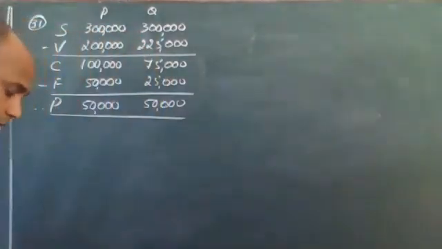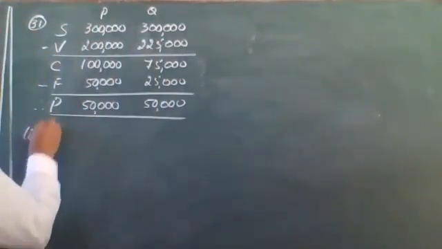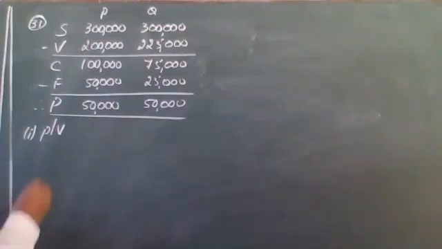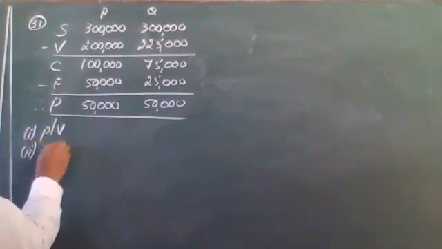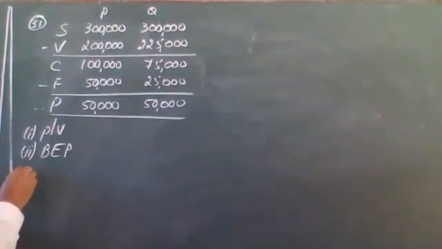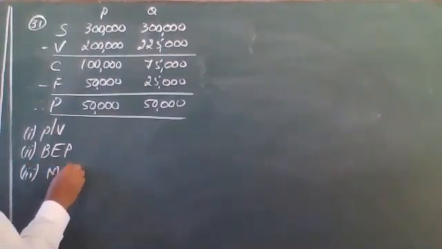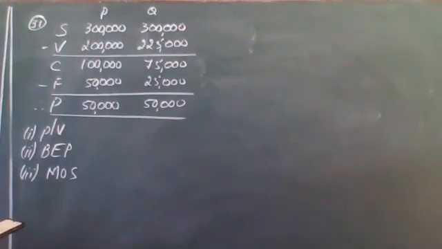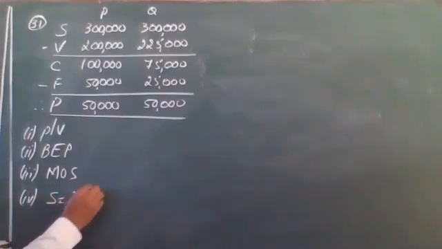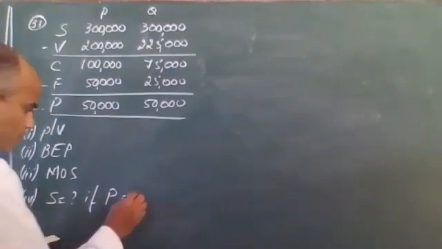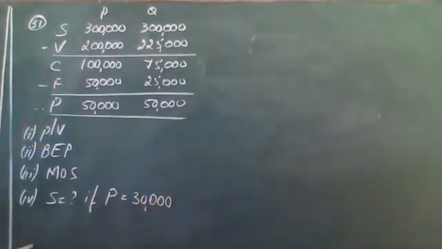Now he is asking you to find out PV ratio, break-even point, margin of safety, and OS as the first part. Then the next question he is asking is the sales value at which each business will earn a profit of 30,000. So sales is how much if the profit desired is 30,000 for both of them. All right. And the last question is which company is likely? See, all these questions you can solve.